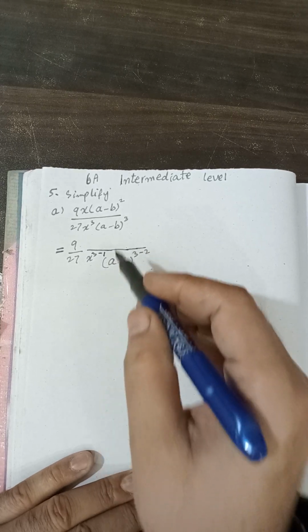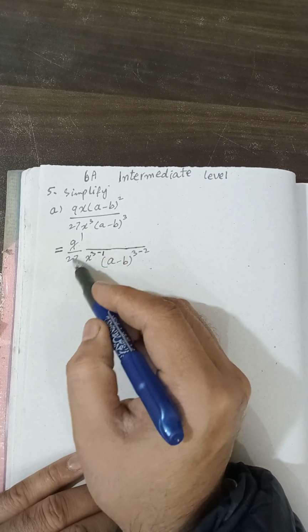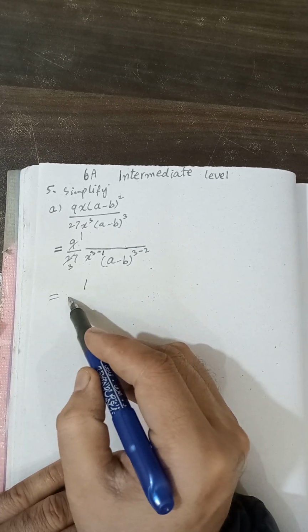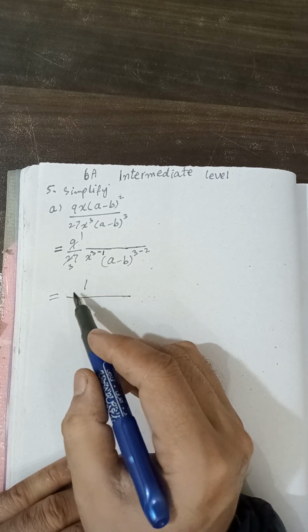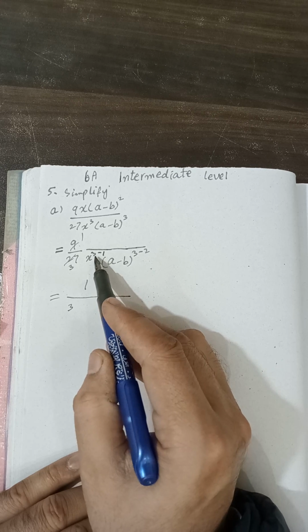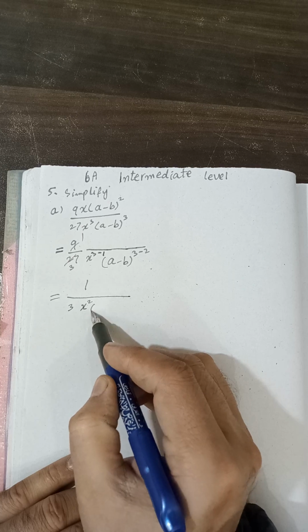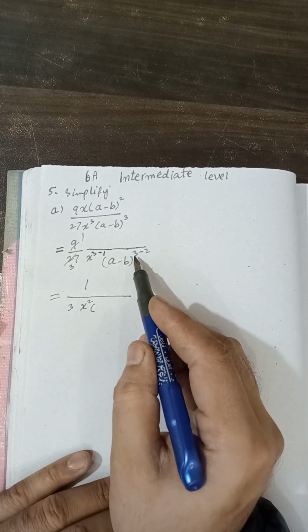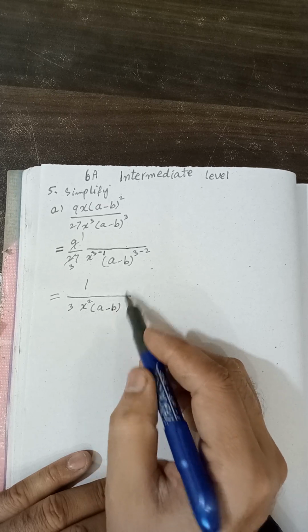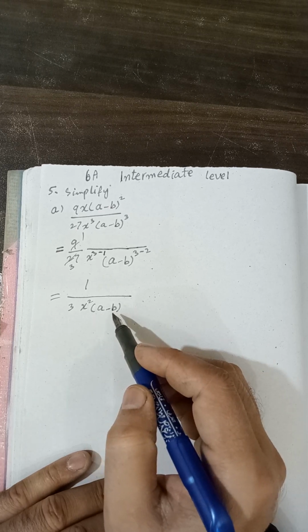So you can move further. 9 ones are 9 and 9 threes are 27. Now only 1 is in the numerator, and in the denominator there is 3, and when 1 is subtracted from 3, the answer is 2, x raised to power 2, and then when 2 is subtracted from 3, the answer is 1, and (a minus b) raised to power 1, and power 1 is not written, so this is the answer.